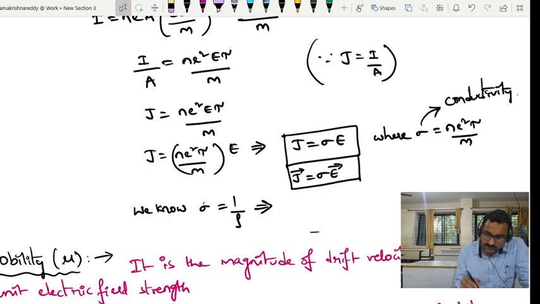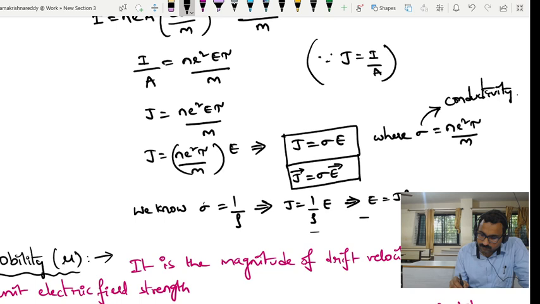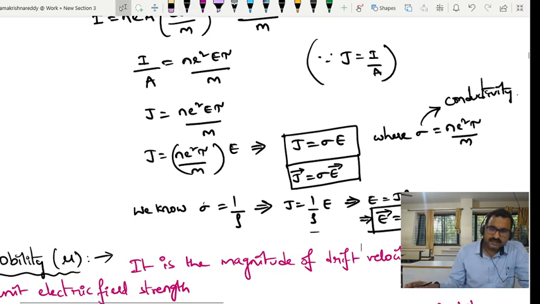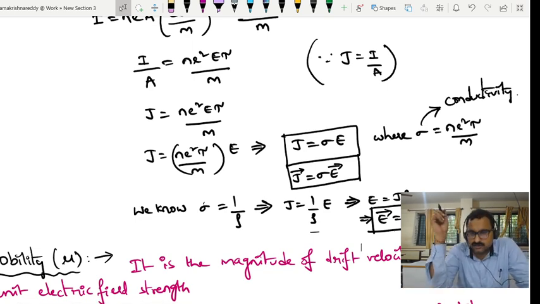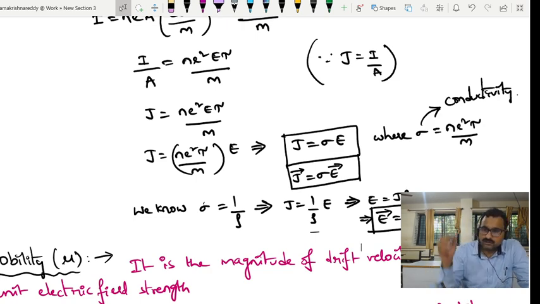That implies J is equal to 1 by rho into E. That implies E is equal to J rho. Therefore E bar is equal to J bar into rho. So these are the relations we are getting, where sigma is equal to Ne square tau divided by m. So two relations we got: J equal to sigma E, or E is equal to J rho. So what is rho indicating in that one? Rho indicates resistivity.